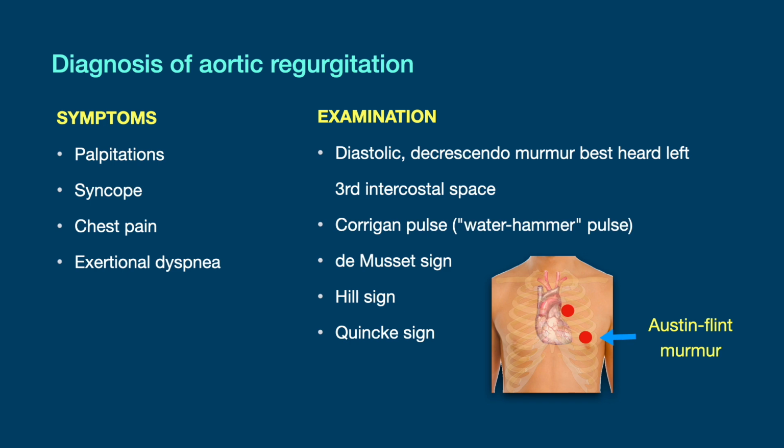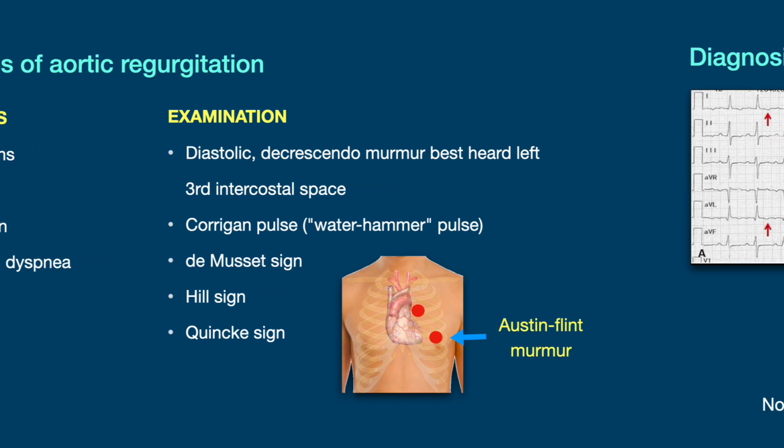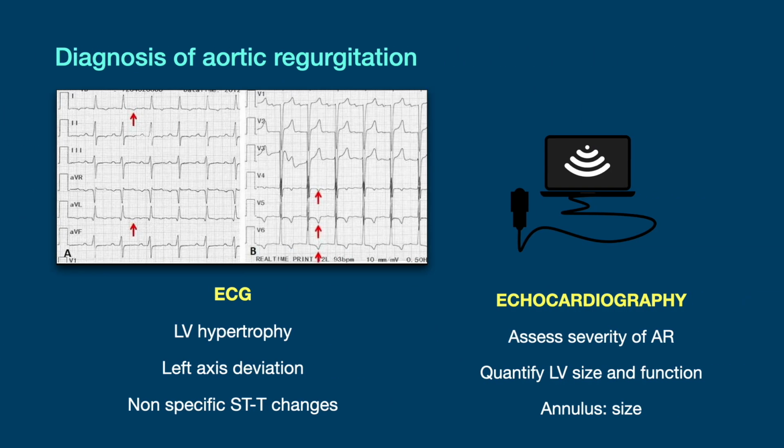Another sign that is also found in aortic regurgitation would be a wide pulse pressure. And lastly, Quincke's sign, where you're able to look at the nail bed pulsation. The best modality to diagnose aortic regurgitation is with the use of echocardiogram. It helps with assessing the severity of the valve defect. It helps with quantifying the left ventricular size and function, and measures the annular size and the root of aorta.